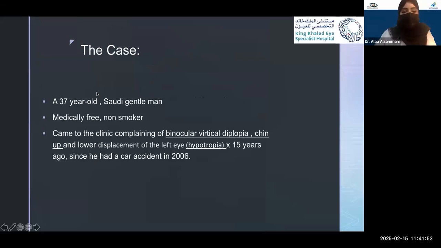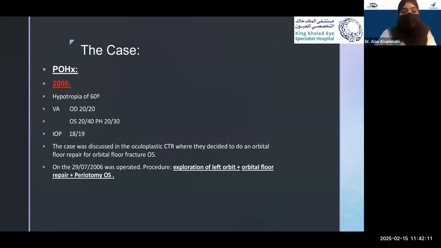So the history: our patient is a 37-year-old Saudi gentleman, medically free, non-smoker, who came to the clinic complaining of binocular vertical diplopia, chin up, and lower displacement of the left eye, hypotropia, for more than 15 years, and he had a history of a car accident in 2006. Past ocular history: in 2006, he came with a hypotropia of 60 prism diopters. The vision was acceptable. The IOP was within normal limits, and he visited the oculoplastic team, who decided to do exploration of the left orbit, plus orbital floor repair and periotomy in the left eye.